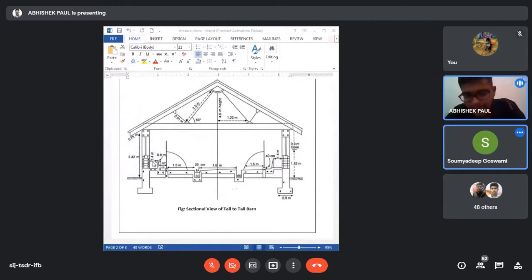Feeding alley, what is the purpose? The purpose is to offer the feed to the animal. If anyone wants to offer the feed in the manger, for that purpose the feeding alley is required. This side also it is the same. Now we will calculate the space requirement for each and every individual animal.